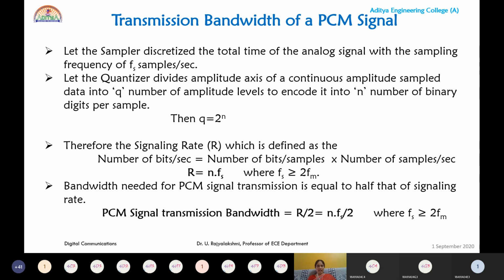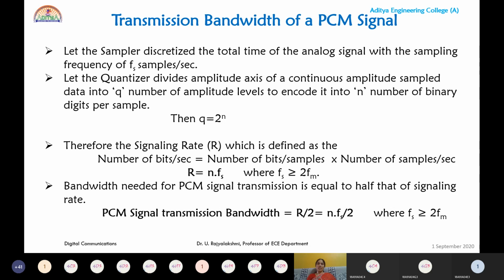Signaling rate is defined as the number of bits transmitted per second. You can define it as the product of the number of bits per sample and the number of samples per second, because samples and samples get cancelled, and you get bits per second as the unit for signaling rate. So R is the product of the number of bits per sample and the number of samples per second. The unit for signaling rate R is bits per second. n is the number of bits present in a sample, or per frame. Sometimes you can replace sample with frame.